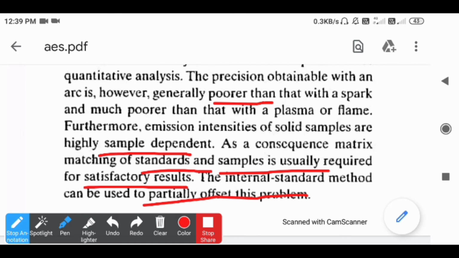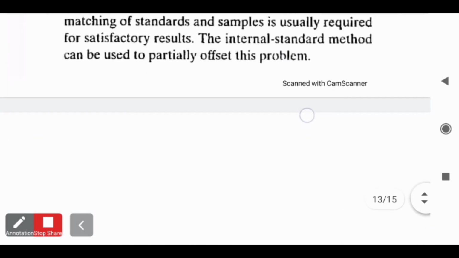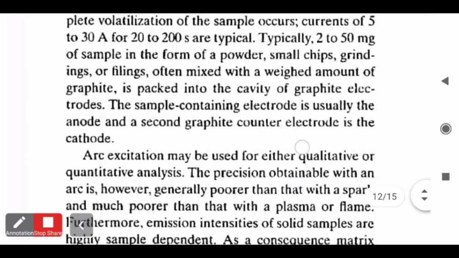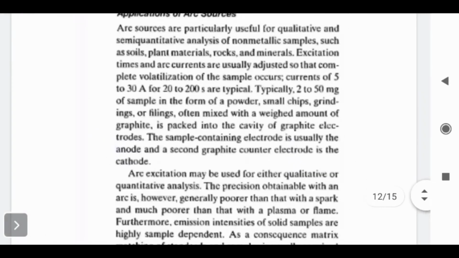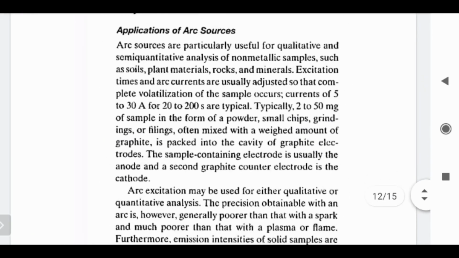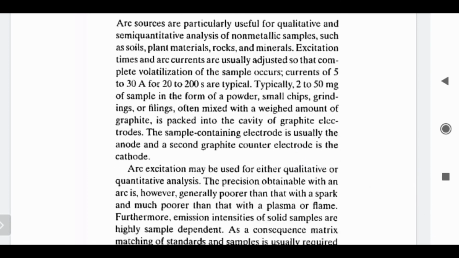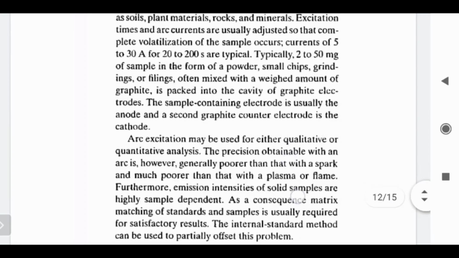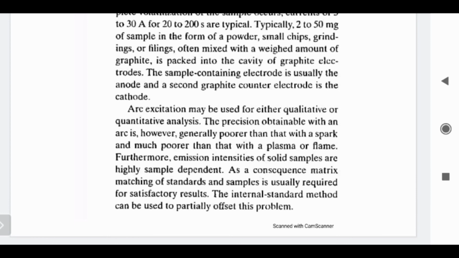Okay, so to summarize: in applications, all these arc sources can be used for non-metallic samples, like soil samples, plant material, rock and minerals. The requirement for these samples is 2 to 50 milligram of sample, and for non-metallic samples we generally carry out the sample preparation that we have discussed.